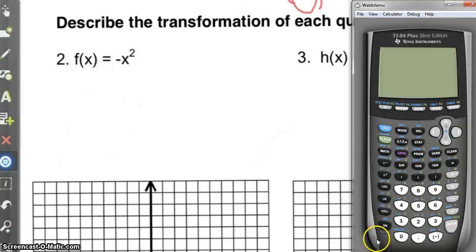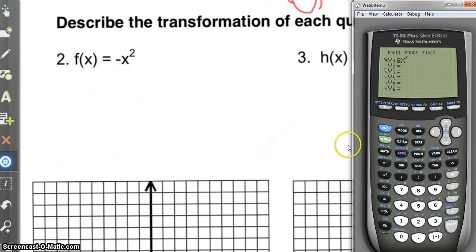So y equals, we're going to put the parent function over here. So it's going to be x squared. I'm going to make it bold so I can compare my new function to my old parent function. So I'm going to press enter. And as you can see, the graph will be bold.